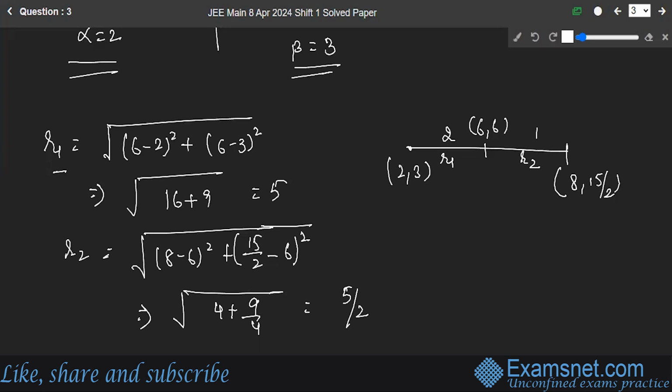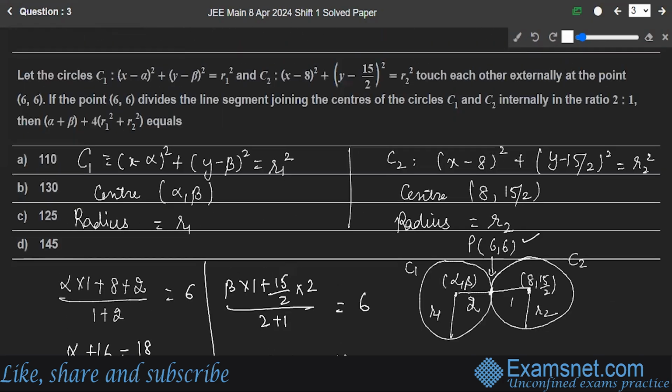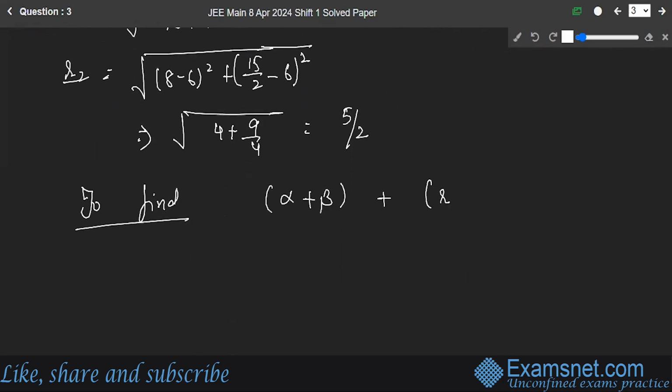I got the value for R1, R2, alpha, beta. All the values I got. Now, what we have to find out was alpha plus beta plus 4 into (R1² plus R2²).